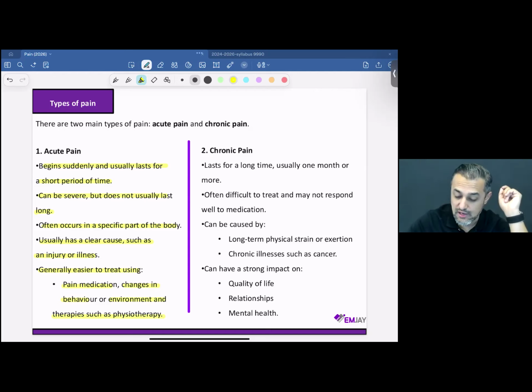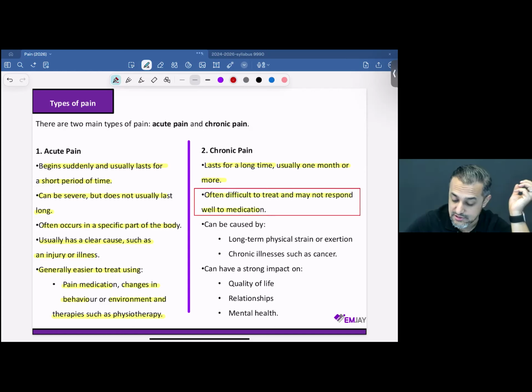And on the other hand, as we speak about chronic pain, it lasts for a relatively longer time, usually one month or even more, could turn into a couple of years as well. It is often difficult to treat and may not respond well to medication. This is important. This may not respond to medication easily. Number three, this can be caused by a long-term physical strain or exertion, could be because of any chronic illness such as cancer. God forbid.